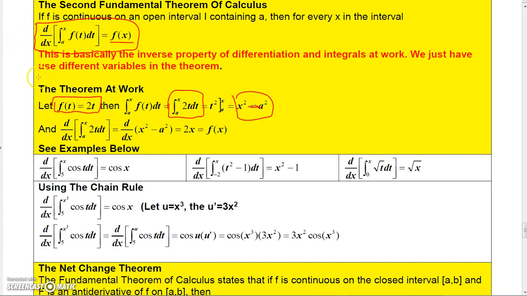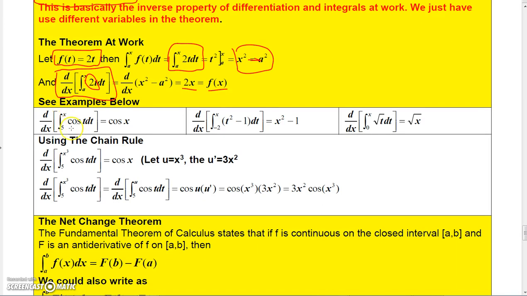But if we use this theorem up here, the derivative of this, based on that theorem, tells us that the derivative of this is just this function evaluated at x rather than t. So actually we can just evaluate that function at x to get the derivative of that integral.